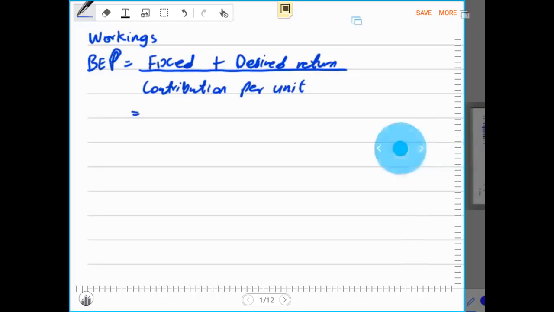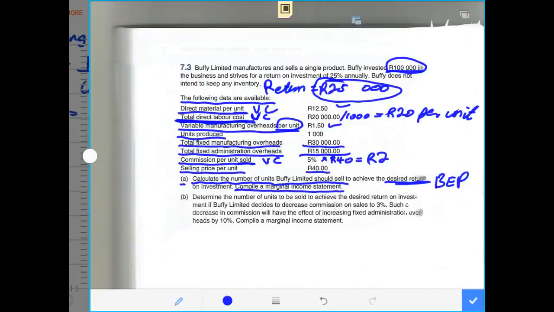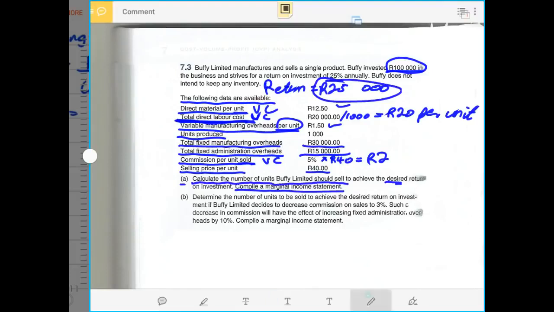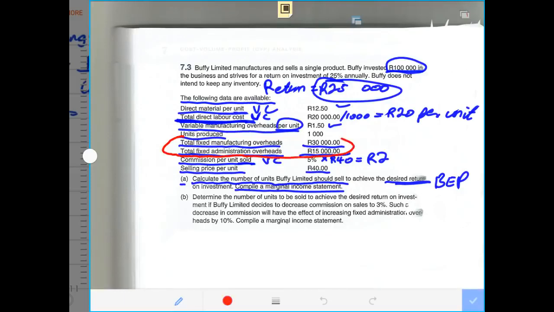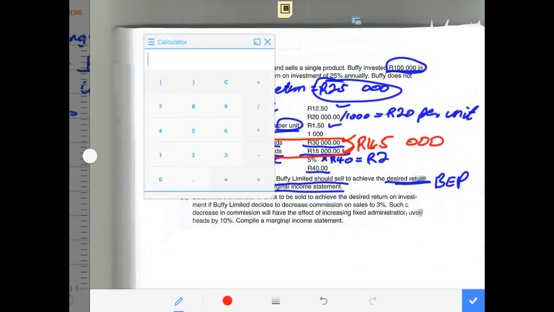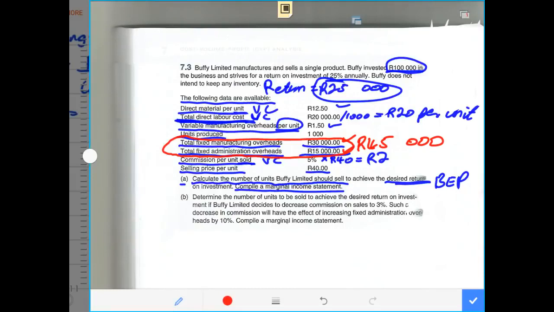However, with regard to fixed cost, we do have the total of our fixed cost. Our fixed costs were provided to us, and we had two fixed costs: total manufacturing fixed cost and total administration fixed cost. That was 30,000 and 15,000 rands. If you add the two, 30,000 rands plus 15,000 rands, that will give us 45,000 rands as our total fixed cost.